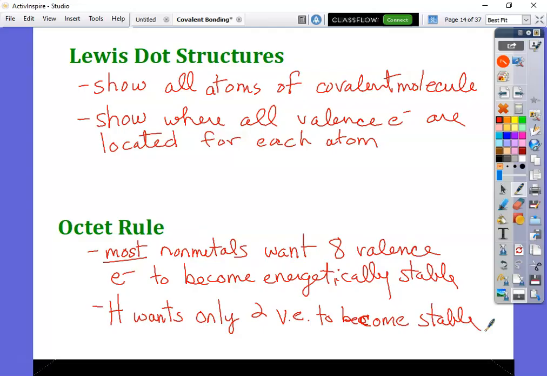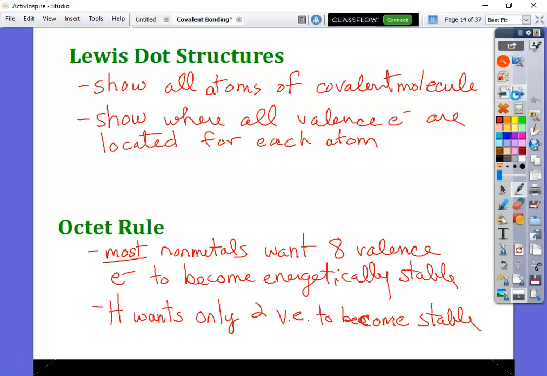Most noble gases have 8 valence electrons, which is what makes them very energetically stable, which is why they don't bond. And we have one exception in the noble gases, which is helium. Helium will only have 2 valence electrons and be stable. Hydrogen, element number 1, is very close to helium, element number 2. So if hydrogen just gets 2 valence electrons, it will become stable like helium.